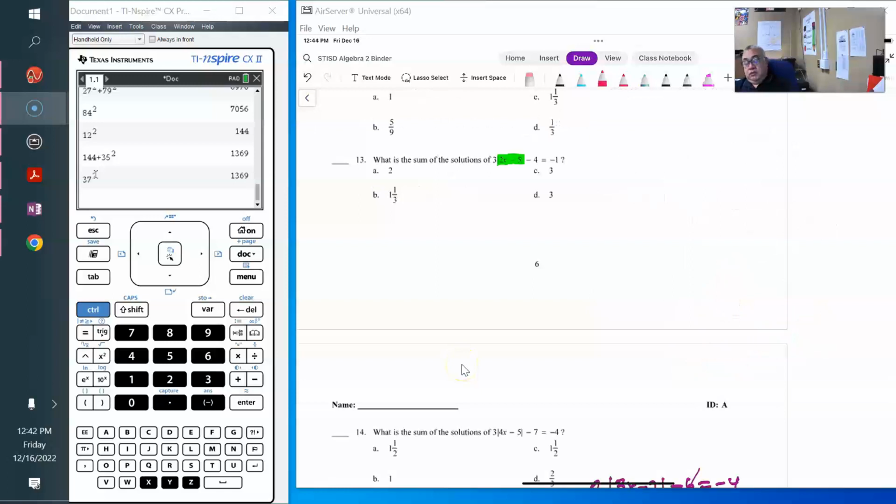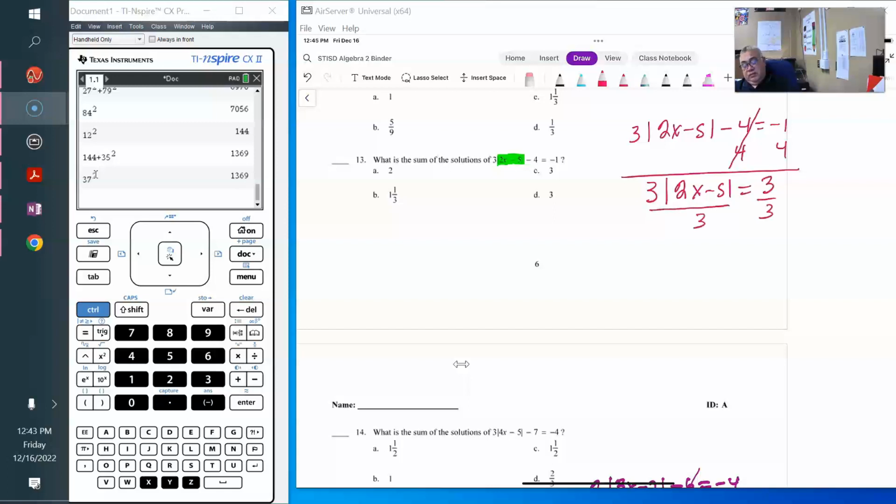What is the sum of the solutions? And we have 3 absolute value, 2x minus 5 minus 4 equals -1. So you want to have the absolute value by itself. So you're going to add 4 to both sides. So you have 3 times the absolute value of 2x minus 5 equals negative 1 plus 4 is 3. The next thing that you want to do is divide by 3. So you have the absolute value of 2x minus 5 equals 3 divided by 3 is 1.